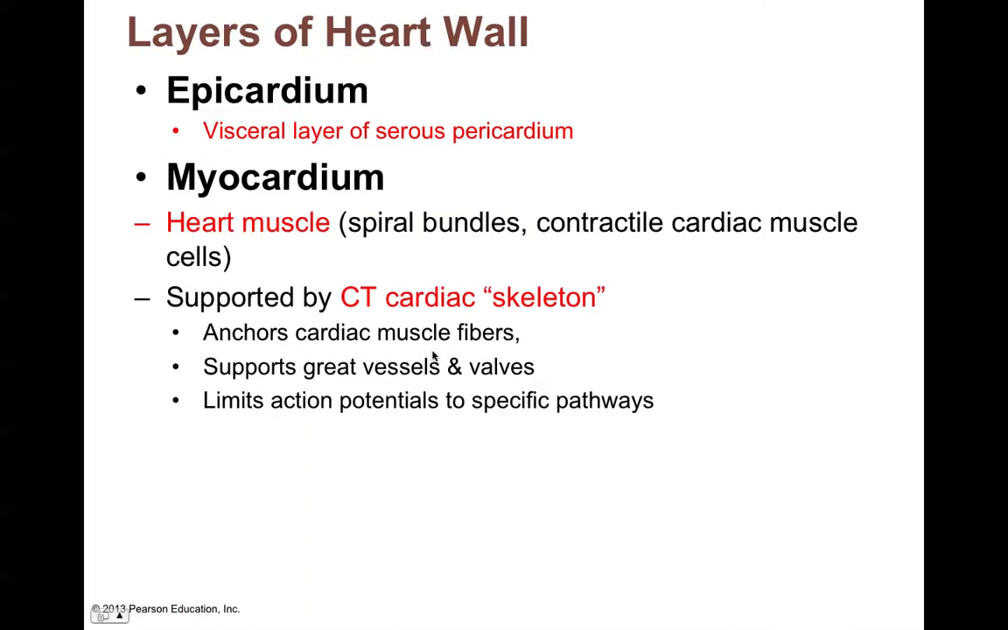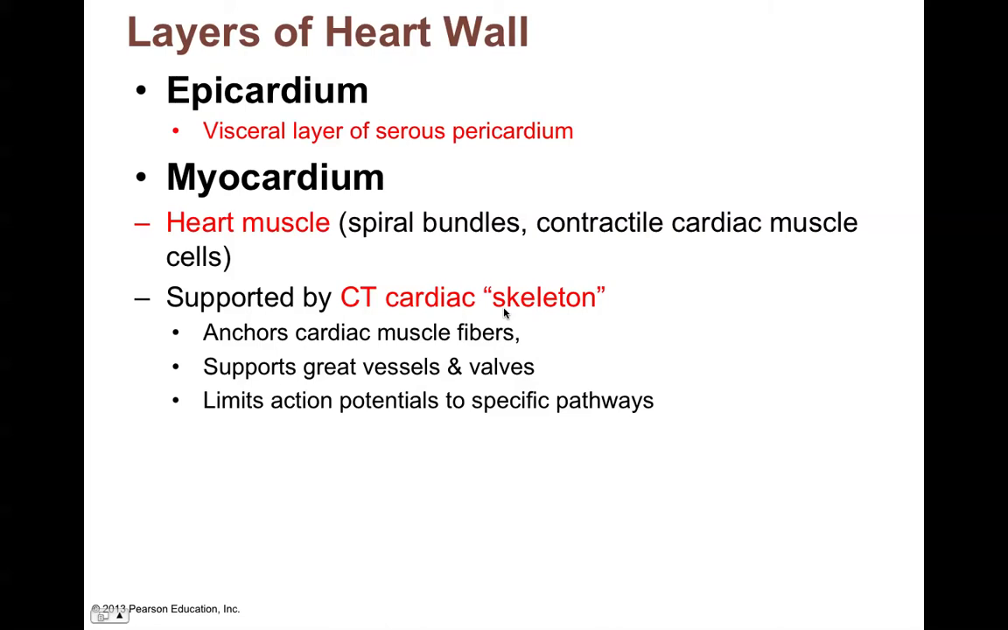So the layers of the heart wall from the outside starts with that epicardium, which is the visceral layer of the serous pericardium, and then the myocardium is the heart muscle. This is the most significant large layer. The heart muscle consists of spiral bundles, and these are contractile cardiac muscle cells. This is actually supported by a connective tissue cardiac skeleton.